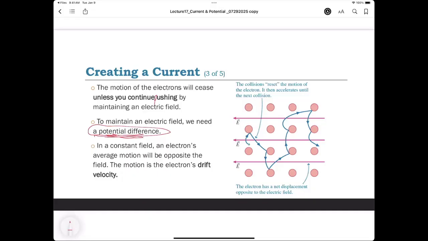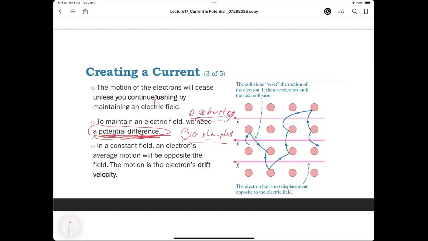We talked about this in the last class. A potential difference: how can we get that? There are two different ways. One is a battery, am I right? And the other is a parallel plate with charges. Do you remember that? So that's the reason why a battery can make a current. Does it make sense to you?